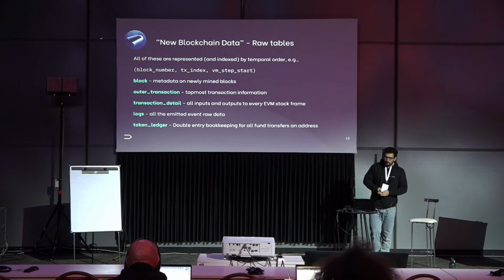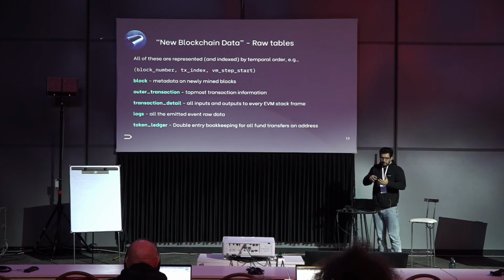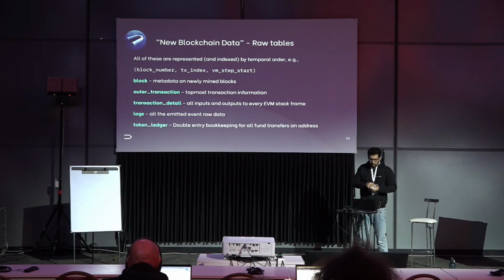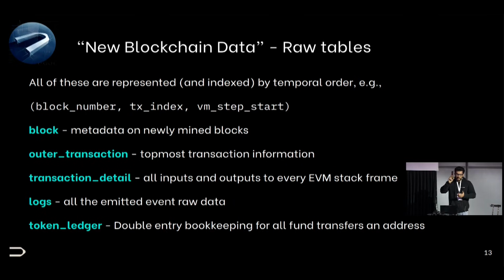Okay, so now that we know this, we represent all of that information. We represent frames, logs, and everything else as new blockchain time series tables. And all of these tables are actually indexed in temporal order. Typically, they're indexed by block number, and in cases where it's an actual transaction, the transaction index, and the VM step start. Reminder, the VM step start is the VM step at the beginning of the particular EVM frame that we are operating in.